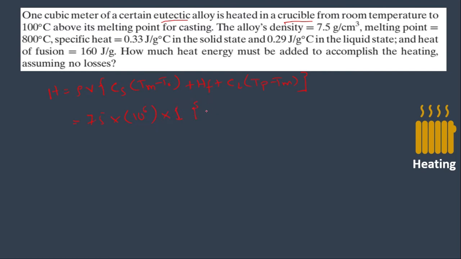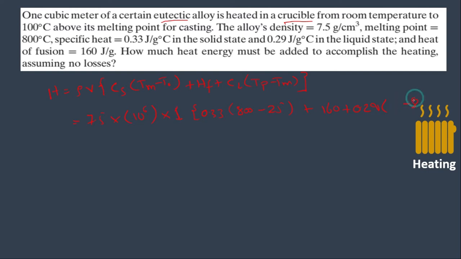So this all together multiplies into Cs. We have Cs as a specific heat in the solid state, that is equal to 0.33 into Tm minus T naught. What is the melting point here? The melting point is 800 degrees centigrade. So we have melting point of 800 degrees centigrade and the ambient temperature. Let's take ambient temperature to be 25, plus we have the heat of fusion as 160, plus we have 0.29 of the specific heat in the liquid state into Tp minus Tm.